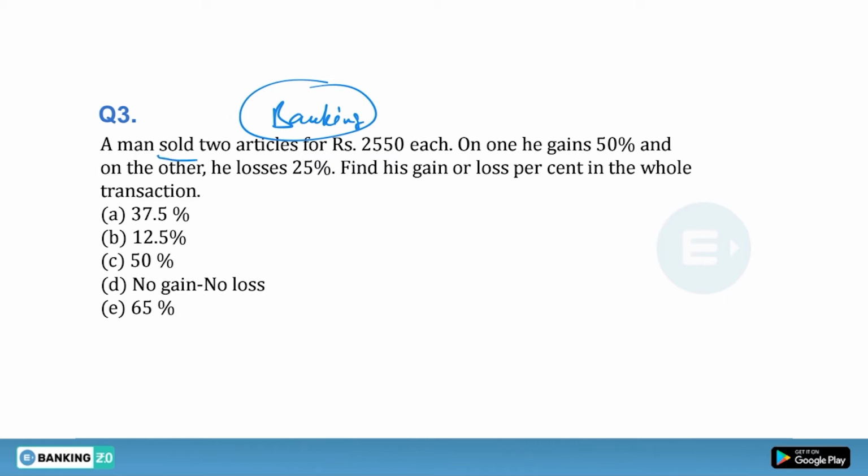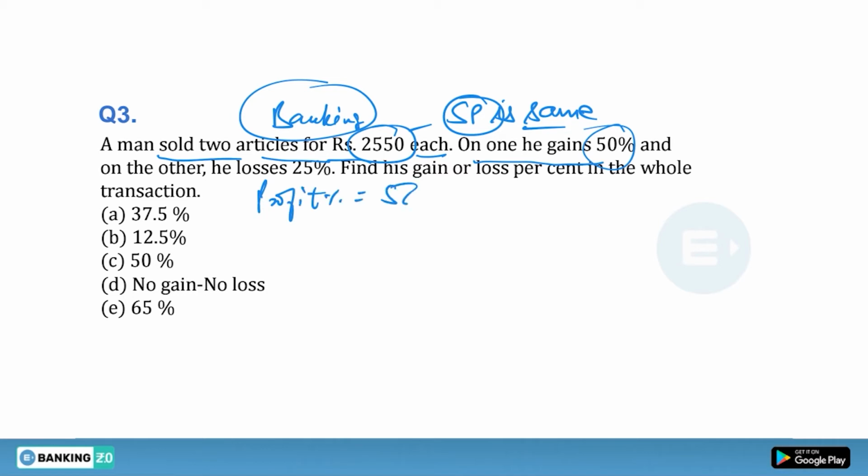Okay, a man sold 2 articles for rupees 2550 each. That means SP is same. Okay, SP is same. This condition is giving us a hint that SP is same, guys. On one he gains what? 50%. Okay, so profit percent is what we are given for the first condition, for the first article basically, 50%.